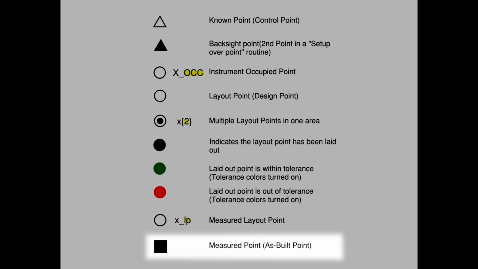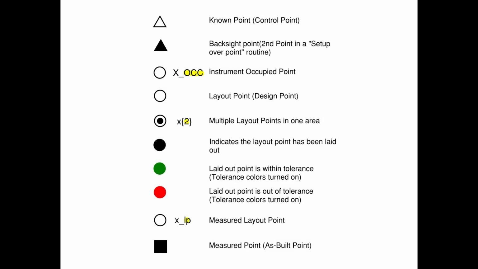And then finally we have measured points, also known as built points. It's a solid square. This is where you go and just take shots of anything and it'll just create a point right there. And so that's it for the point types.